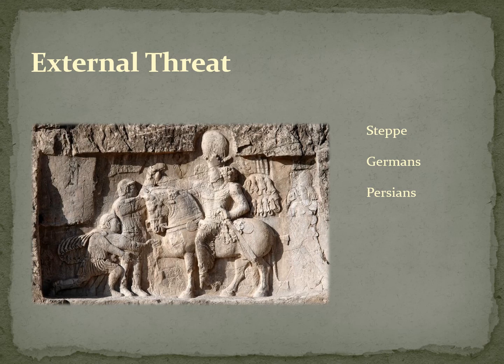Shapur at one point even defeated the Roman Emperor Valerian. He was captured alive. His troops were decimated. And Valerian actually spent the rest of his life as a footstool for Shapur. That's right. Shapur would use Valerian, the Roman emperor, as a stool to mount his horse. He'd have to bend over, and Shapur would jump on his back and then go up on his horse.